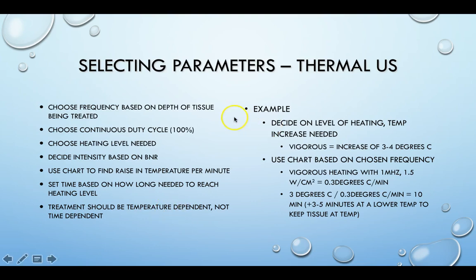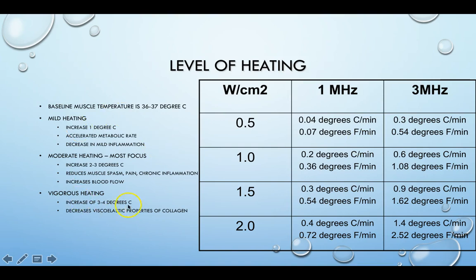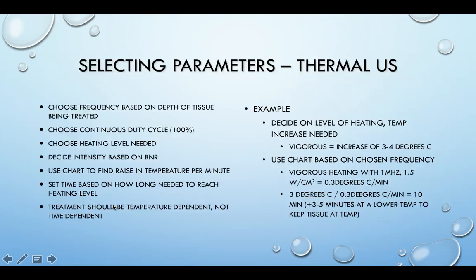Okay, so here's our example. We decide the level of heating and the temperature increase needed. So let's say we have an old hematoma in the quad that isn't resolved. They have a lot of spasm around it. The tissue is kind of scarred up, so we maybe want to get that vigorous heating. So according to this chart over here, to get our vigorous heating, we need to raise the tissue temperature at least 3 degrees up to 4 degrees Celsius. Okay, so we see that over here.